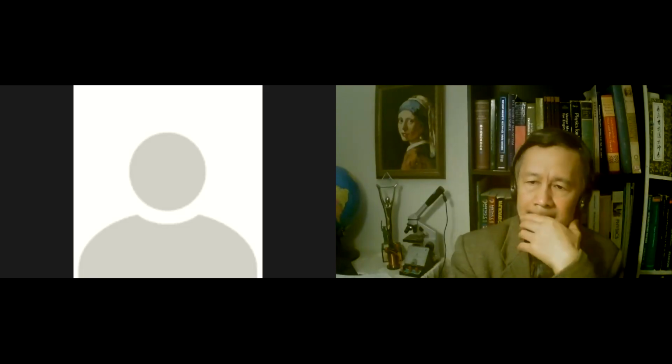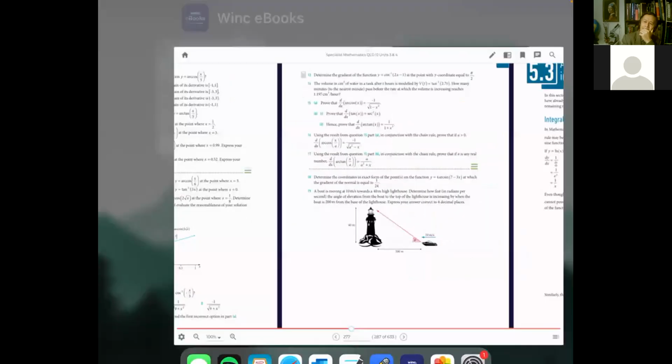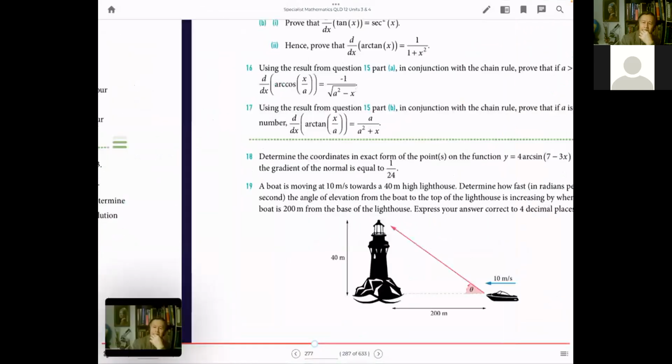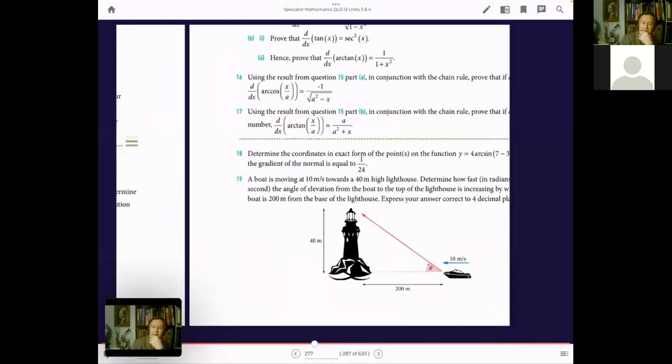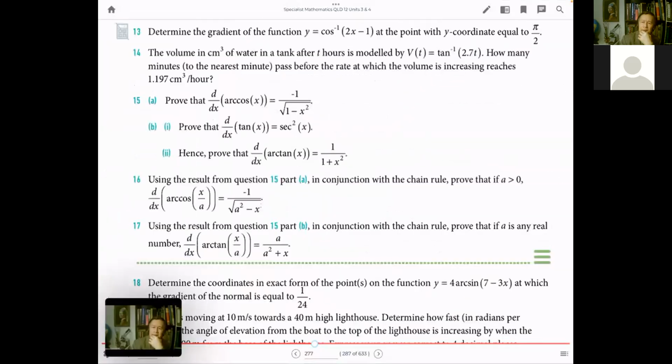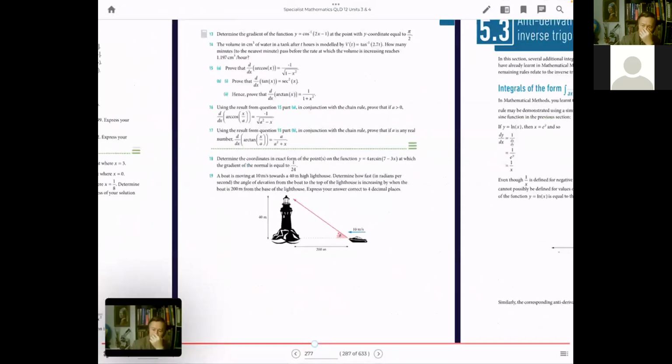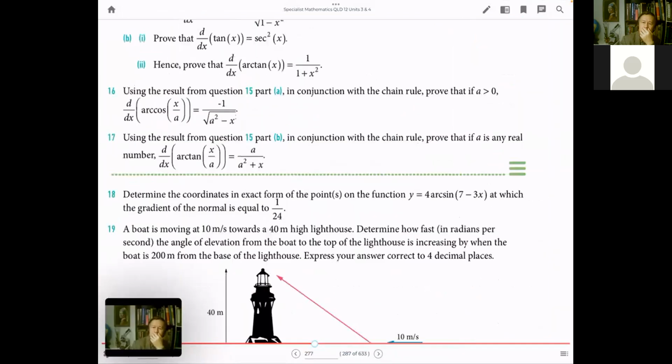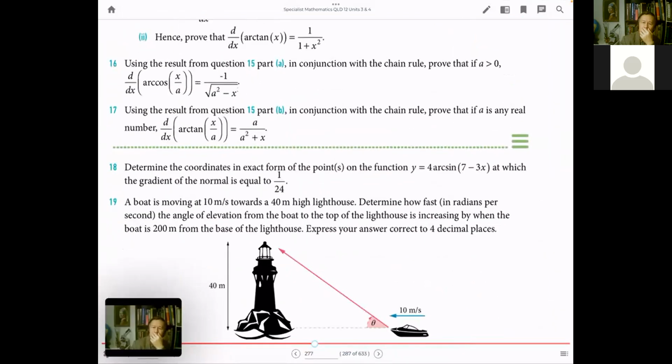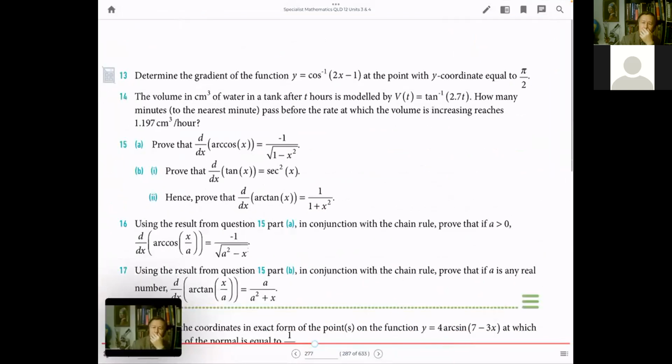What is the original question? The last question. This is the original question. Which number? 19? 14. 14. Okay. Volume. Oh, I can't see. Can you enlarge that? Okay. I can only see 16. Oh, I can see it now.